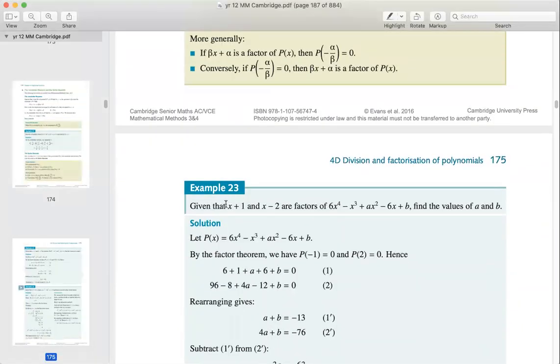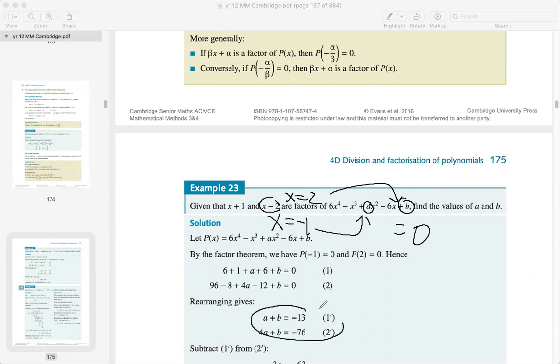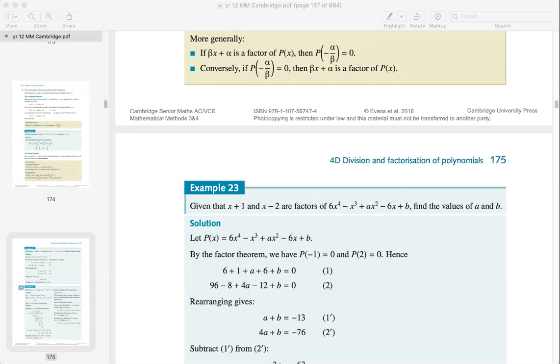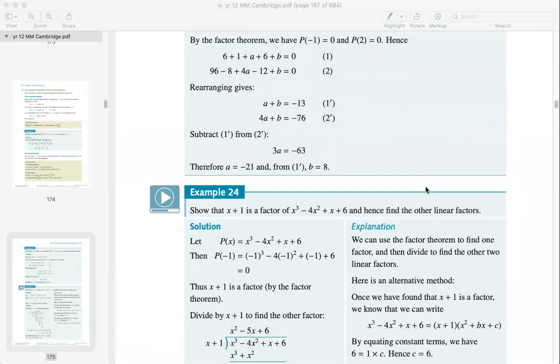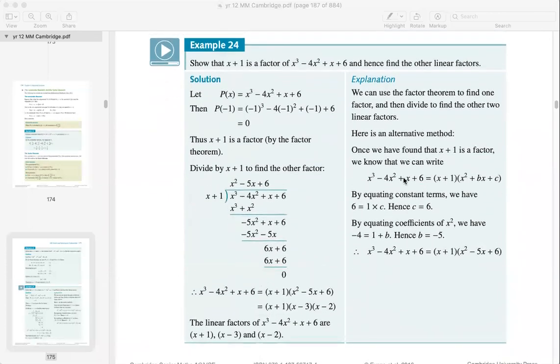Given that x plus 1 is a factor and x minus 2 is a factor, it means that if I plug x equals negative 1 into this whole thing, I get 0. And if I plug x equals 2 in, I get 0 again. Since I have two unknowns, I can get two equations, and then I just solve them simultaneously.